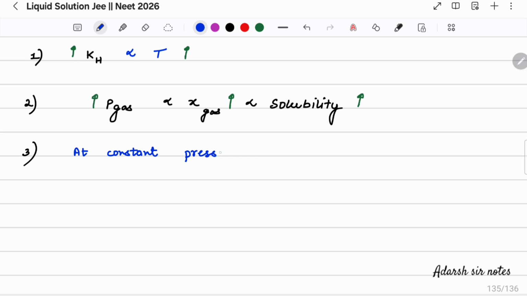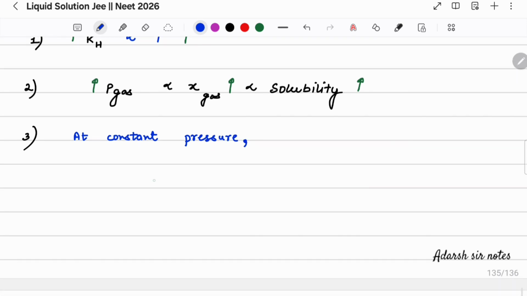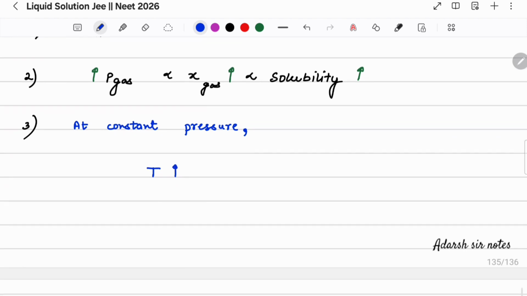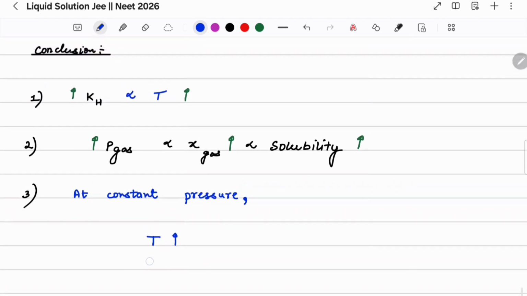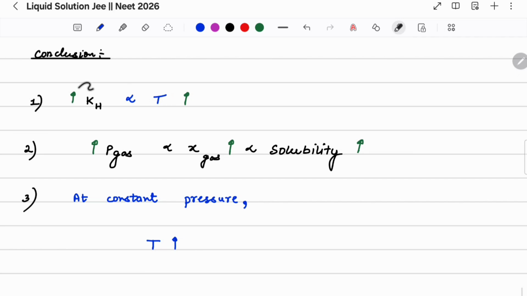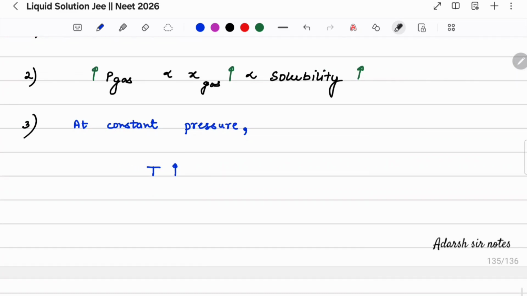After getting these three conclusions, all options are understood and we can directly mark the answer to your question. At constant pressure, if temperature will be high, just think, what will happen? You have been taught that temperature and Henry law constant are directly proportional or inversely proportional? Directly proportional. So two things I can write. If Henry law constant is high, then based on the first, I can write temperature will also be high. So KH is more, so temperature will also be more.